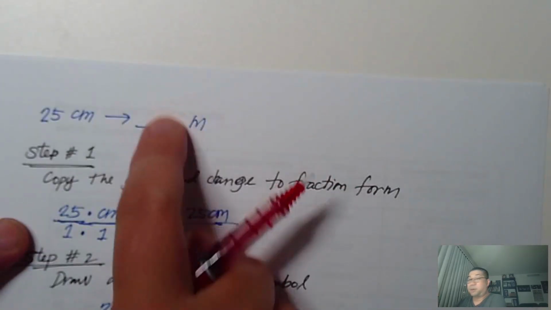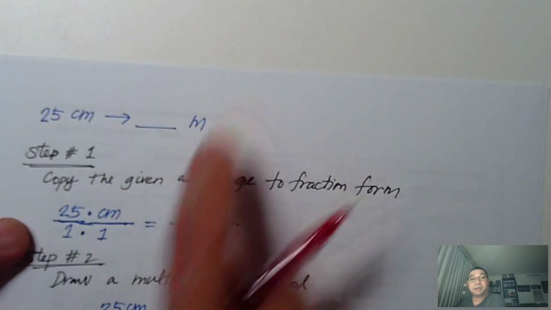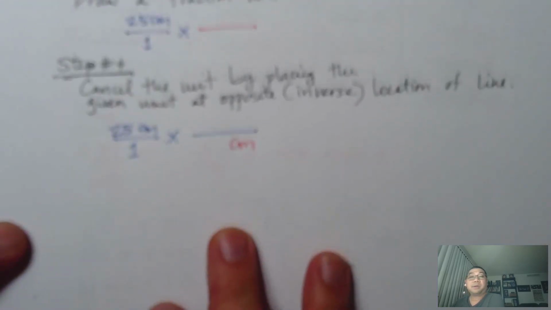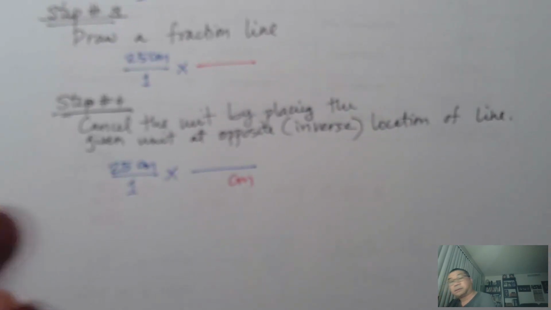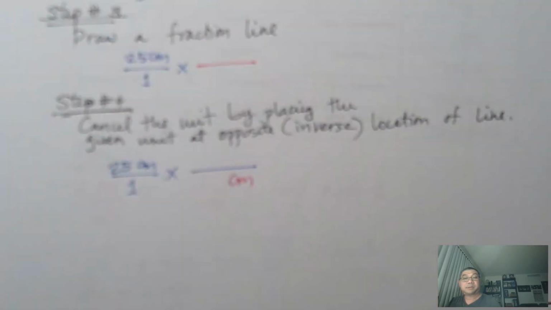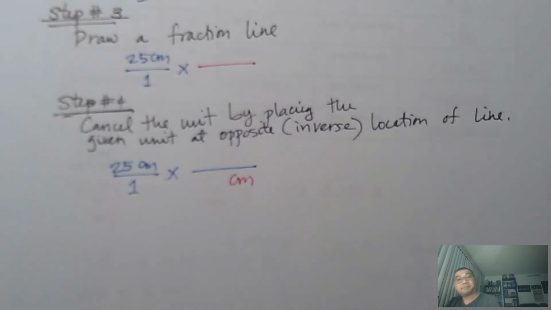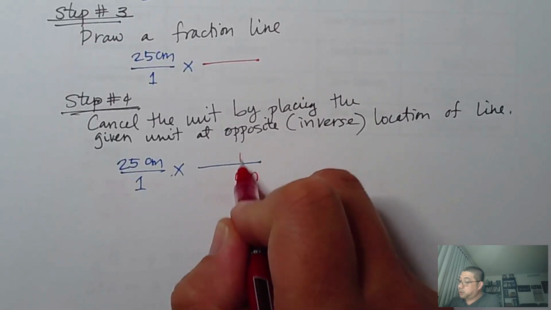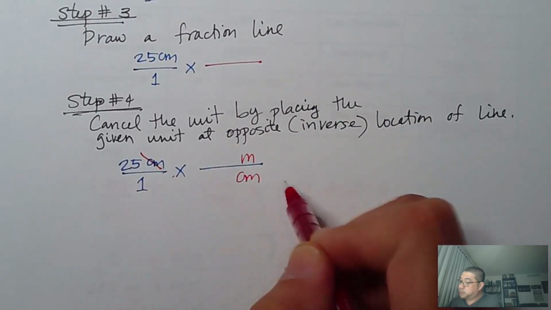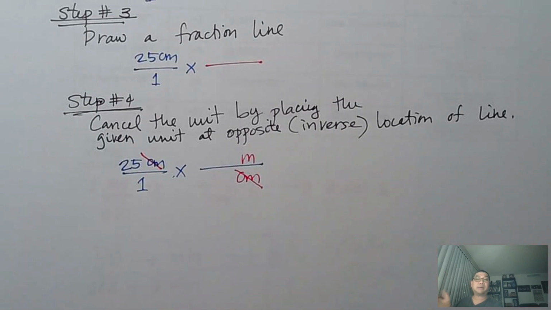And then if you go back to the given, we want to convert this into meters. So therefore, let's wait for it to refocus. There we go. cm and then meter will be on the top. Centimeters and centimeters cancel out.